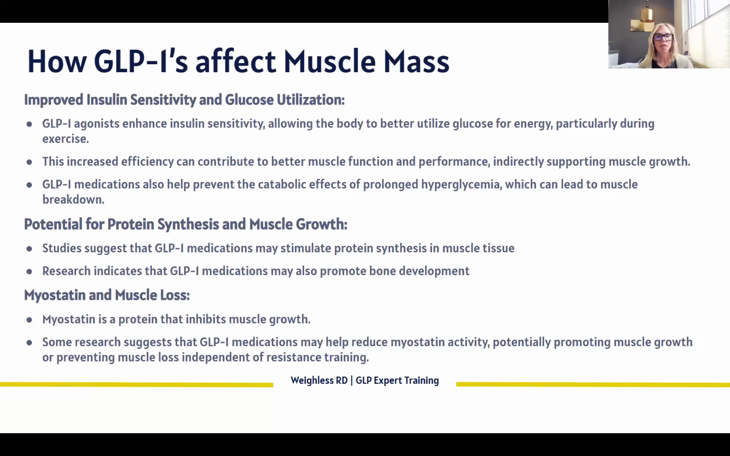There's a study that looked at myostatin and muscle mass. Myostatin is a protein that actually inhibits muscle growth. These GLPs have been shown to reduce myostatin activity, and that obviously is going to help promote muscle growth. Myostatin usually decreases as we age, and that is one of the main contributors to why we lose muscle as we age. And so there are now products out there.